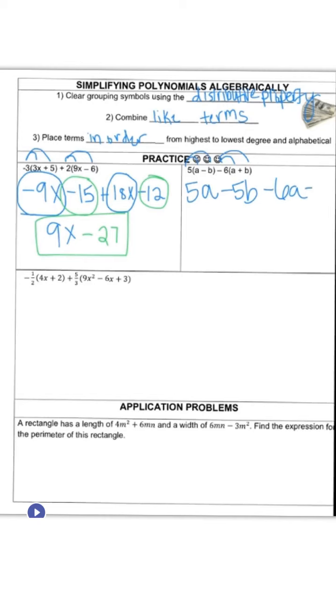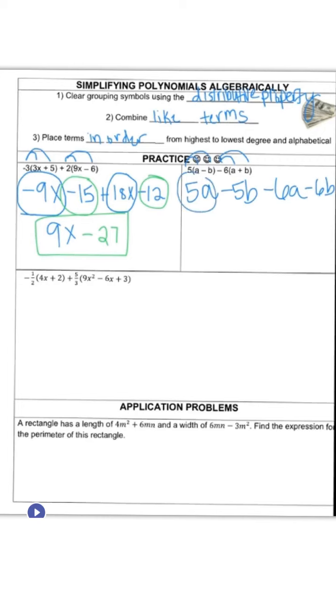Let me rewrite that real quick so it looks more like a 6. There we go. Okay, so now we've done the first step. Now let's move on to combining our like terms. And since I don't have any degrees here, I just need to stay in alphabetical order. So let's start with the A's first.